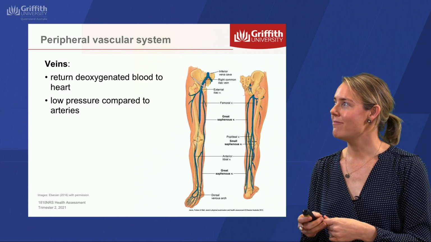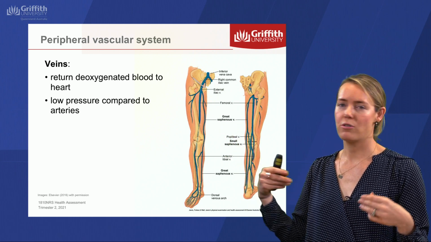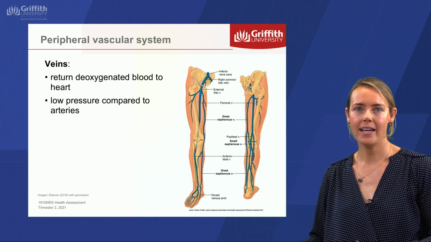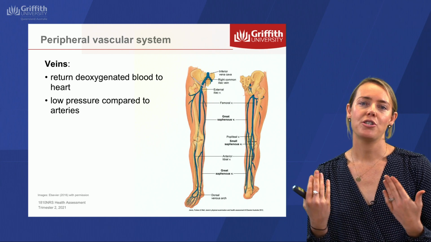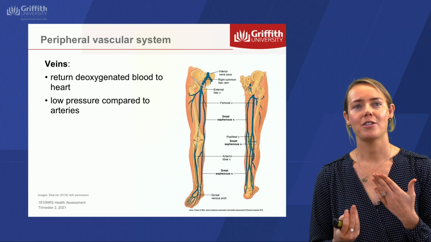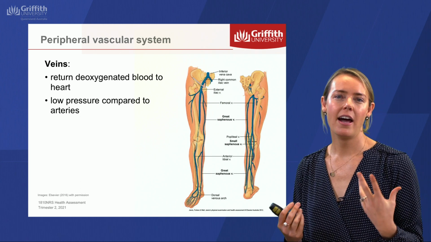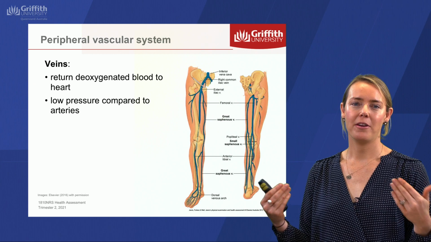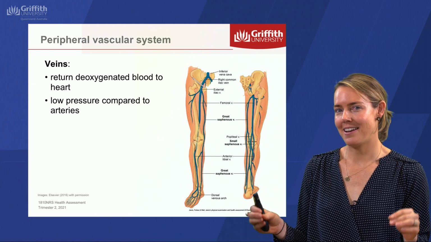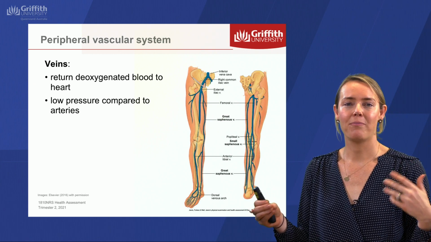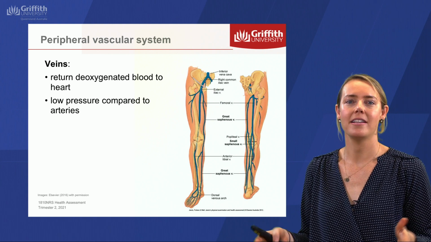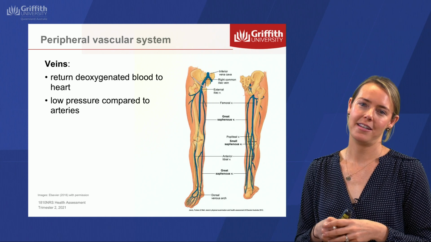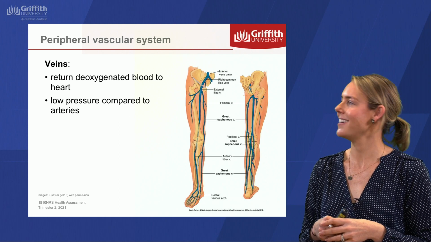And likewise, our veins. So we've got veins that will go all the way down our arms and all the way down our legs, and their primary role is to return deoxygenated blood to the heart. And they operate at quite a lower pressure compared to the arteries, okay? And I think we all remember, hopefully, that veins also have valves within them to help prevent backflow and help push that blood back to the heart, okay?